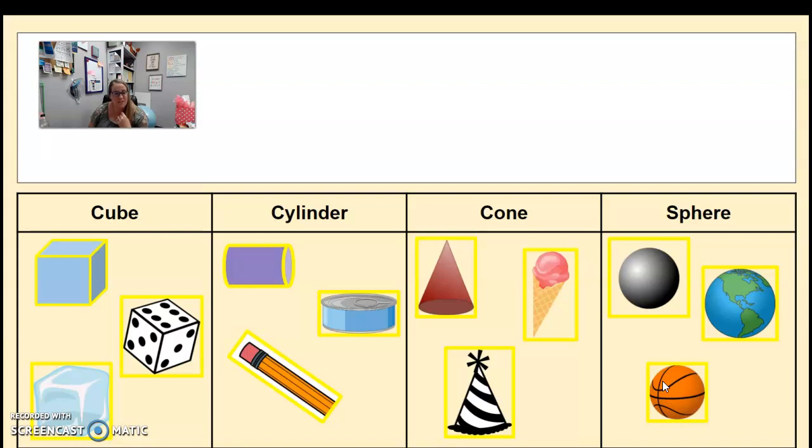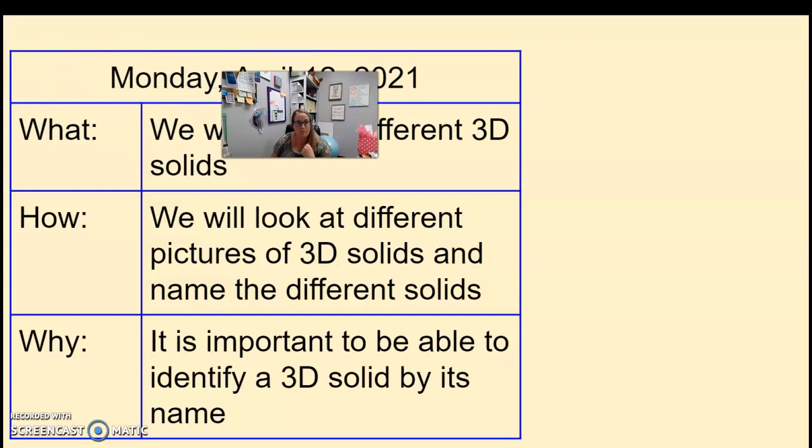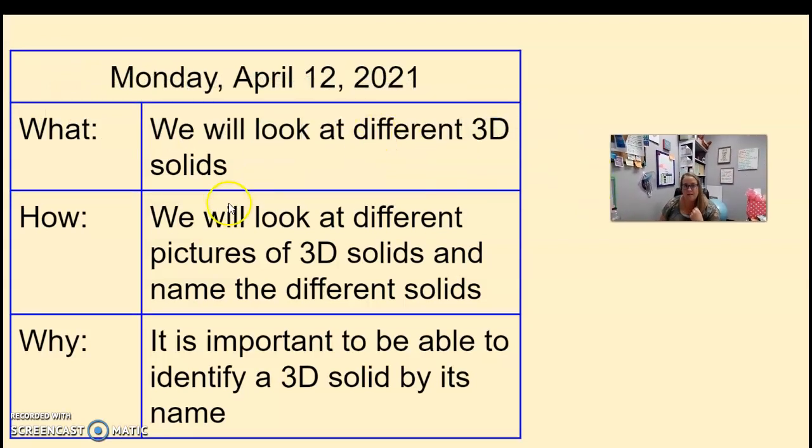So thank you very much for helping me sort these into the different categories. You are a really big help. I really appreciate it. So let's review what we talked about today. Today we looked at 3D solids. And what did we do with them? Well, we grouped them because we looked at them to see how they looked, and we put them in different groups. We had 4 groups. Do you remember what the groups were? Cubes, cylinders, cones, spheres. We had our 4 groups. And we did this because it's important to be able to identify a 3D solid by its name.